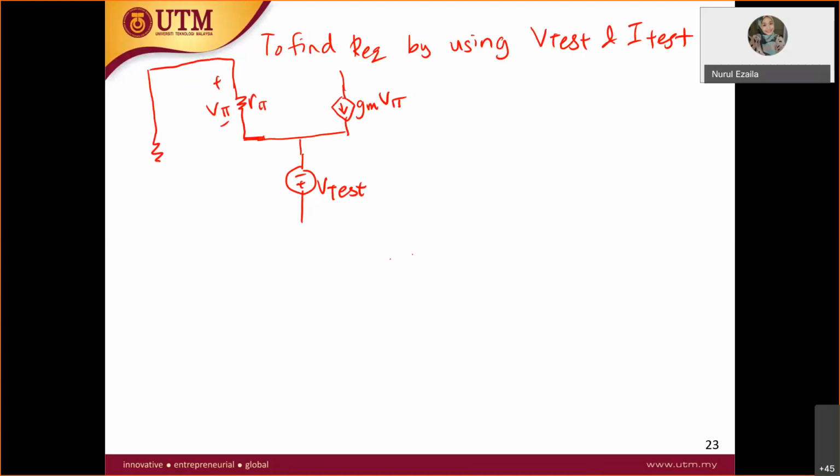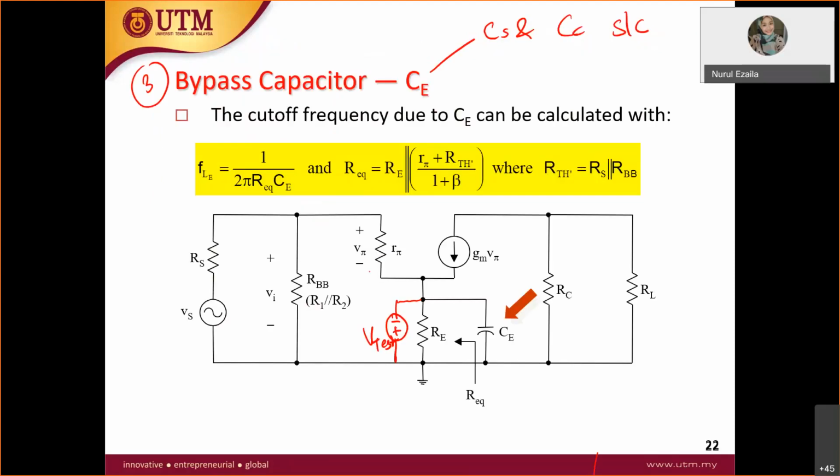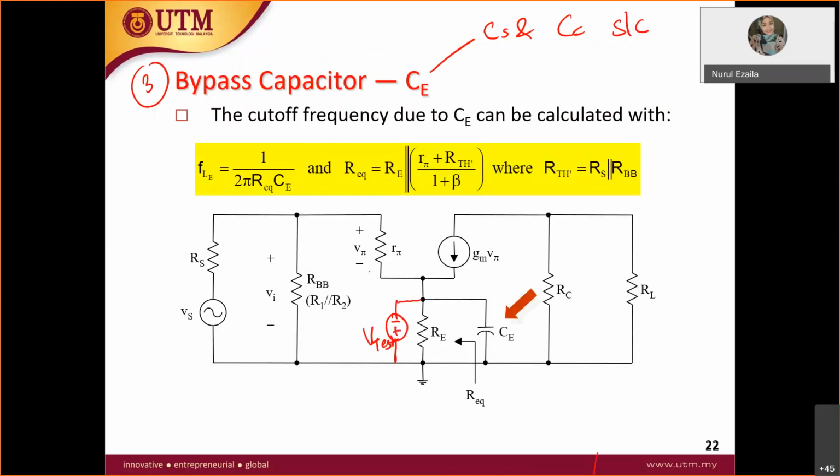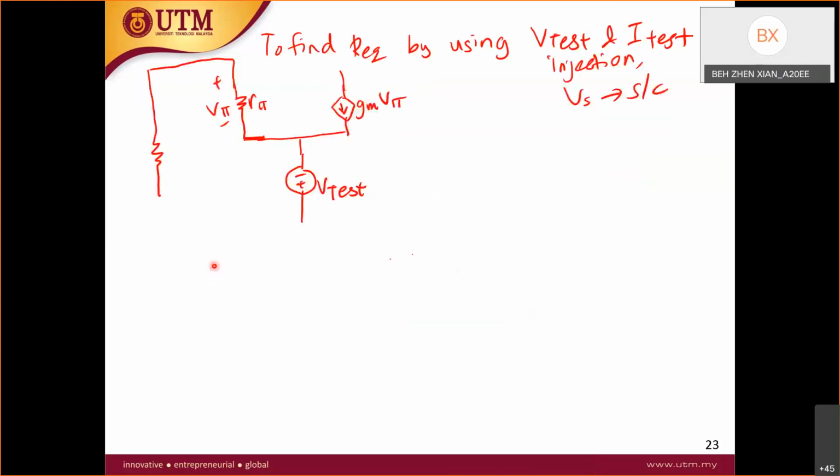All the resistors here, so what are all the resistors? Because when you inject using V-test and I-test injection, the V source will be short circuit. When this V source is short circuit, what is the total resistor at the input here? Since this is short circuit, you have R1 and R2 in parallel. What happened to RS? Parallel also. Yes, parallel also. So this one will be RS parallel with R1, parallel with R2.